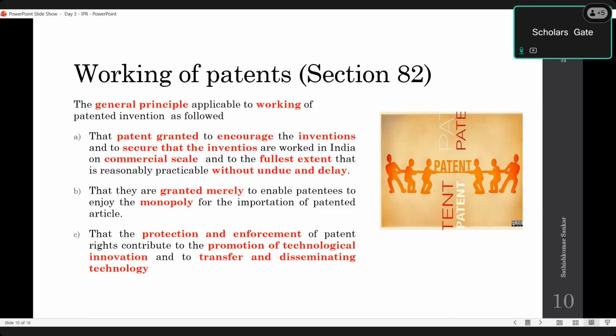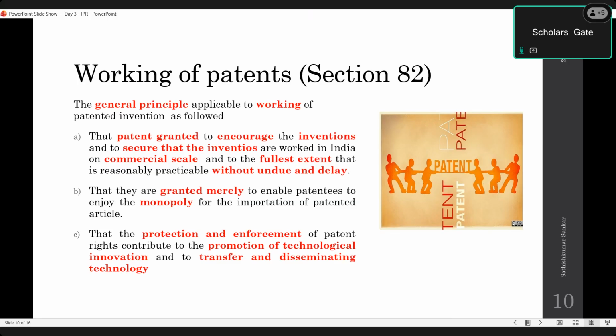Working of the patent: the general principles applicable to working of the patent invention are as follows. First, patents are granted to encourage inventions and to secure that inventions are worked in India on a commercial scale and to the fullest extent that is reasonably practicable without undue delay. So all the patents granted by the Indian government are encouraged to use that particular invention on a commercial scale, to the fullest extent possible for that particular invention.